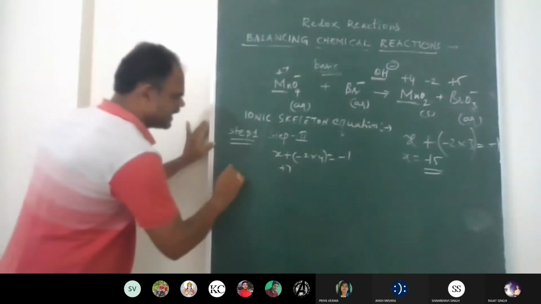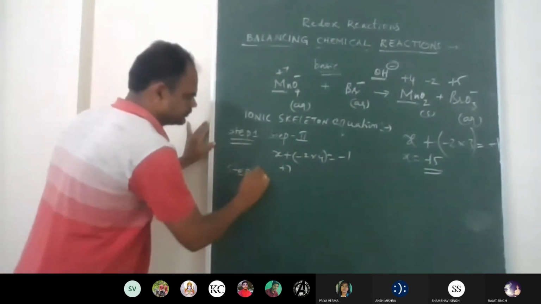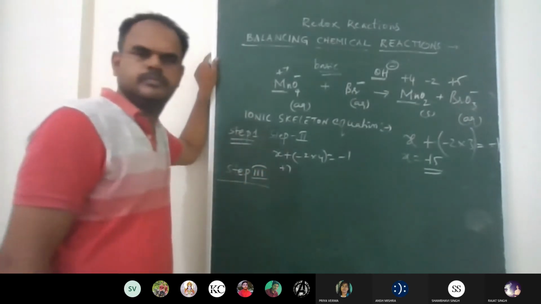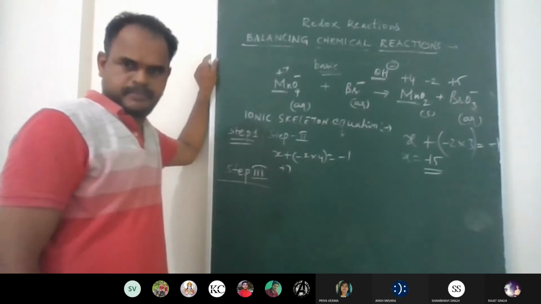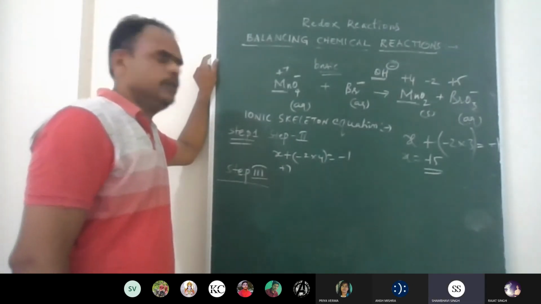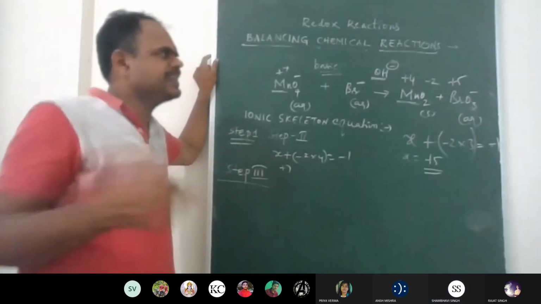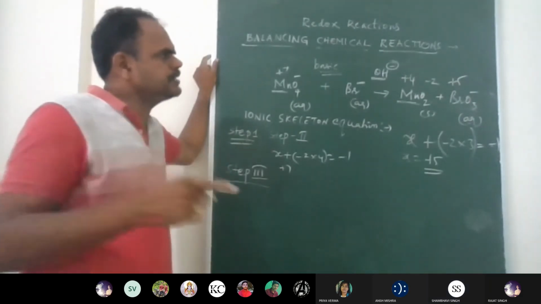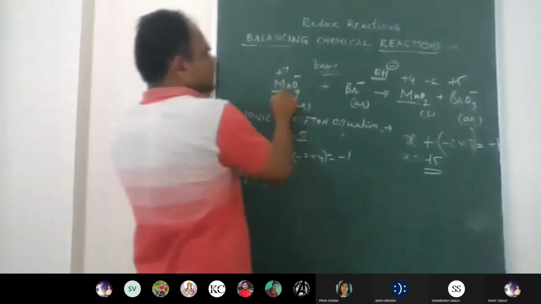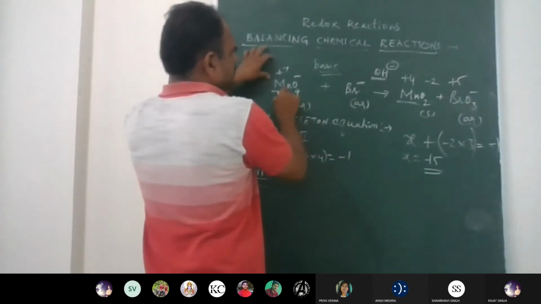So then what do we do in step 3? Step 3, what should we do? Find out the increase and decrease of the oxidation numbers of the reducing agent and oxidizing agent. So for manganese, how much is increasing, how much is decreasing?